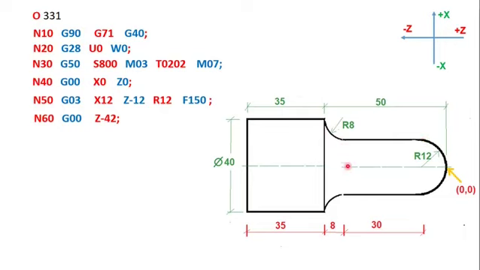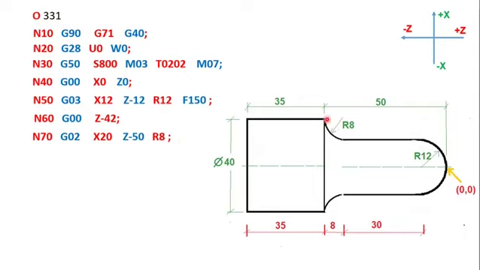What is this position? X is already 12, that is given. The only change is in Z. What is the change? This 30 plus 12, that is minus 42. Then from here I have to move to this position along this curve. It is in the clockwise direction, so that's why G02. What is the X value changing to? 12 plus 8, that is X20. And what is the change in the Z value? 30 plus 12 is 42, plus 8 is 50. So Z is minus 50 because it is to the left side from here, and R is 8.